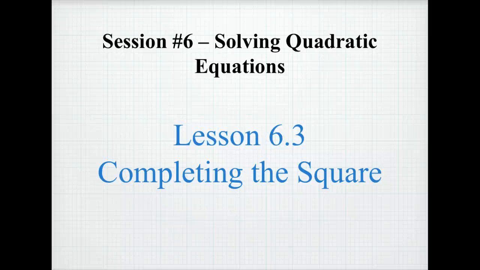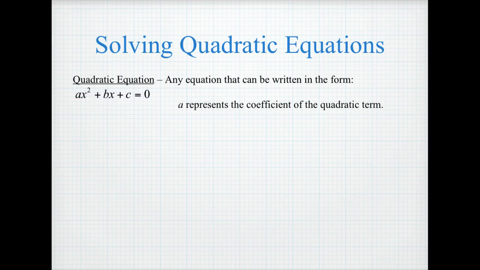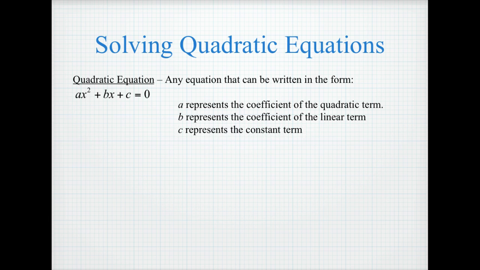Welcome to the third lesson in Session 6 on solving quadratic equations by completing the square. A quadratic equation is any equation that can be written in the form ax² + bx + c = 0, where a represents the coefficient of the quadratic term, b represents the coefficient of the linear term, and c represents the constant.